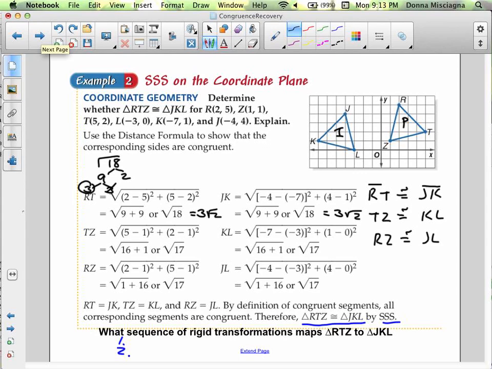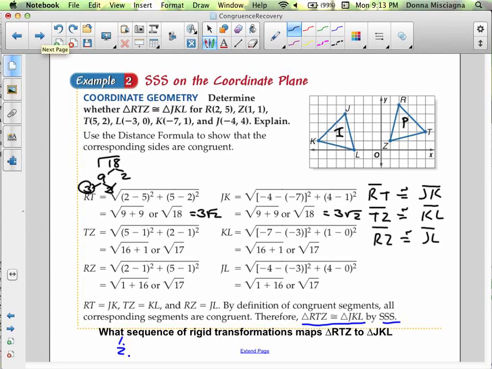And then if we look at TZ, TZ is the square root of 17. That isn't simplified. KL is also the square root of 17. That means that TZ is congruent to KL. And then finally, RZ is congruent to JL. They're also both the square root of 17. So actually, these triangles also happen to be isosceles triangles, because they have two sides congruent. So they're both isosceles triangles.